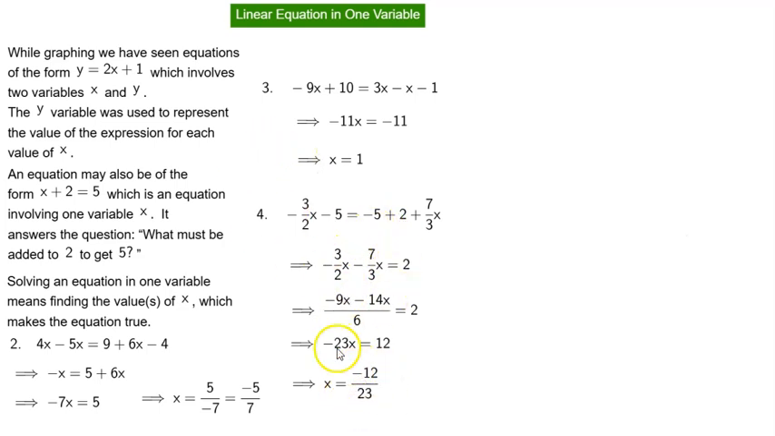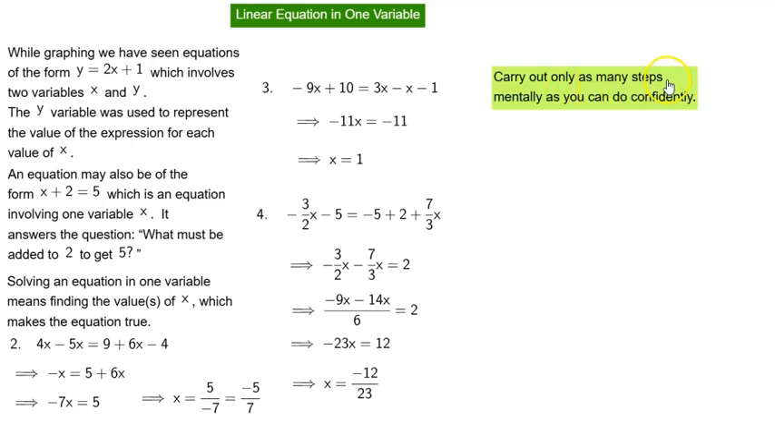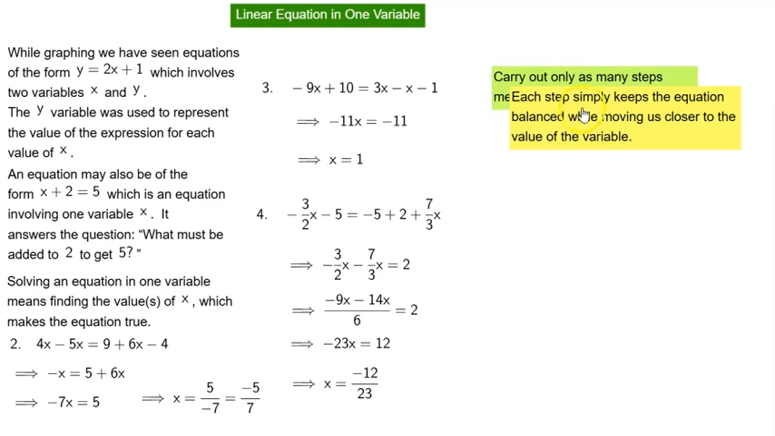Now, remember here, I'm not taking it step by step by step. Many of the calculations, I'm doing it in my mind. So we need to be careful. Carry out only as many steps mentally as you can do confidently. Each step simply keeps the equation balanced while moving us closer to the value of the variable.